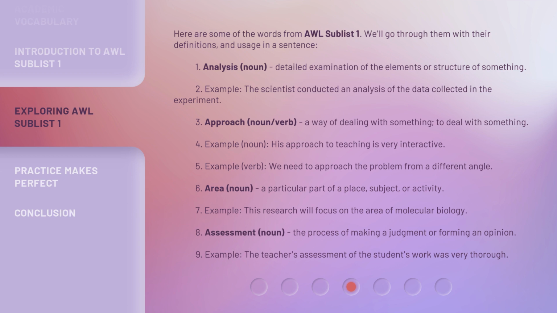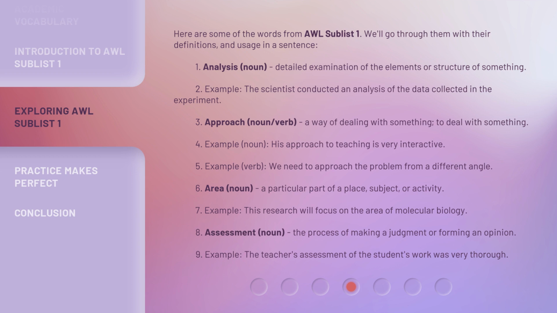3. Approach. Noun, verb. A way of dealing with something. To deal with something. 4. Example. Noun. His approach to teaching is very interactive. 5. Example. Verb. We need to approach the problem from a different angle.